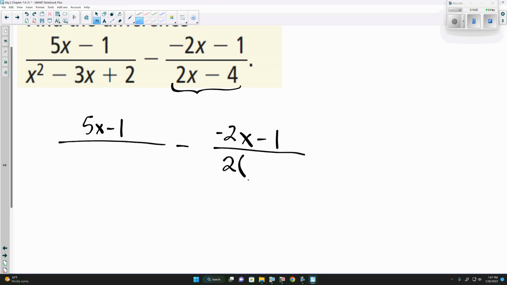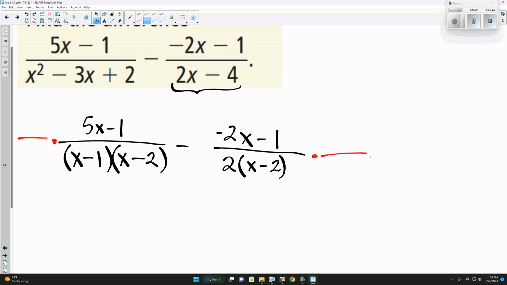If we factor out 2 out of 2x, we have x minus. Factor 2 out of 4 and we get 2. Now x squared minus 3x plus 2. Since the 2 is positive, our signs are the same and match the sign of the middle term, negative and negative. Factors of x squared are x and x, and the factors of 2 are 1 and 2. Yes. Okay, so one of the denominators is x minus 1, x minus 2. The other denominator is 2 times x minus 2.